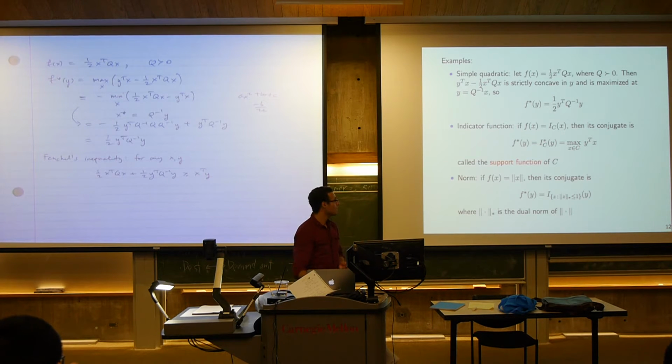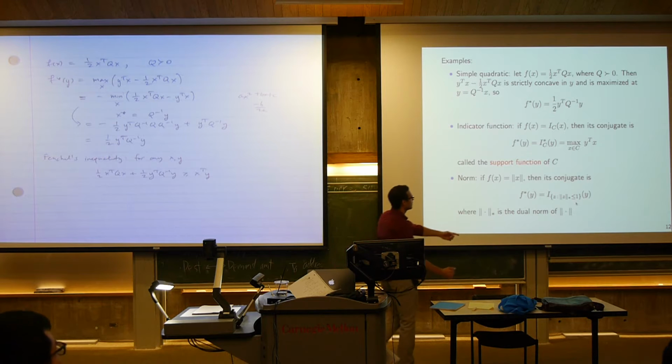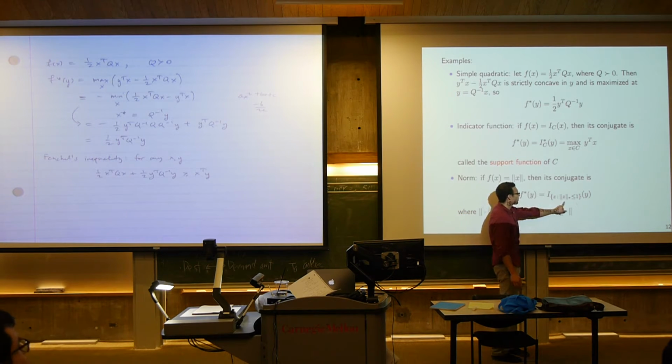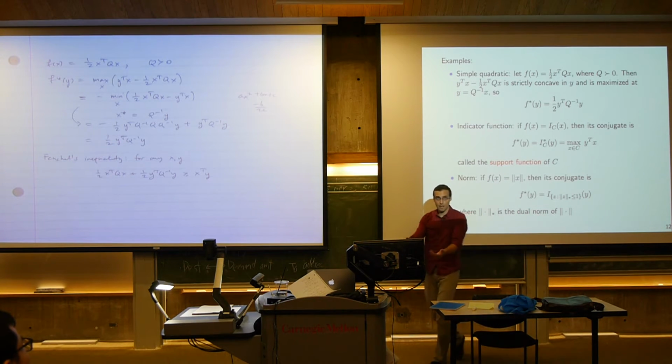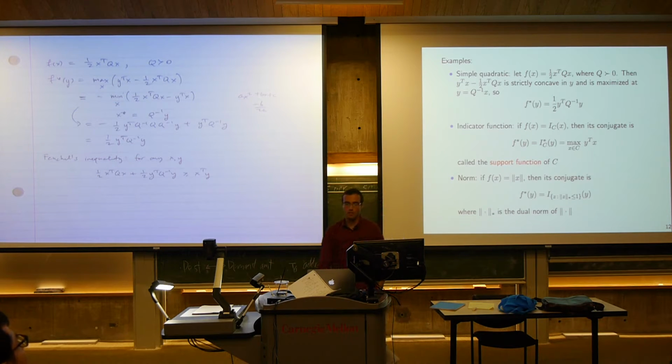I take its dual norm, I look at the unit ball in the dual norm, which means all the points that have dual norm less than or equal to 1, and that defines my set, and I take the indicator of that set. That's what the conjugate function is.